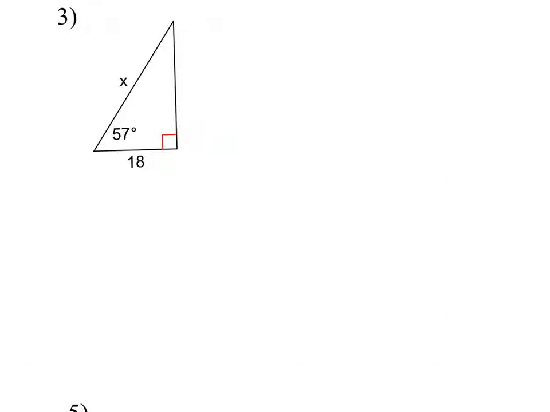Okay, in this particular problem, we notice that we have our angle of 57 degrees. This time, however, we've been given this leg, which is the adjacent leg to our angle, as well as the hypotenuse. So we need to use the cosine ratio in order to figure out x, because cosine is the adjacent divided by the hypotenuse. So that's what we're going to do with this problem.